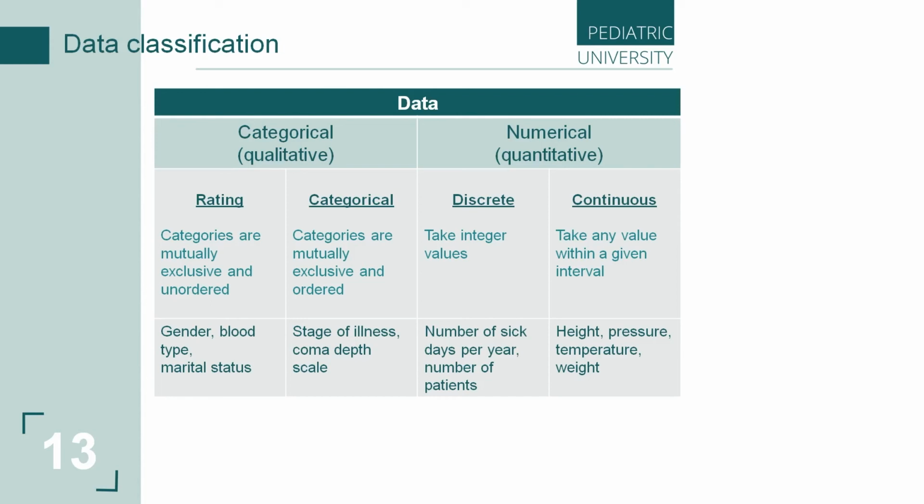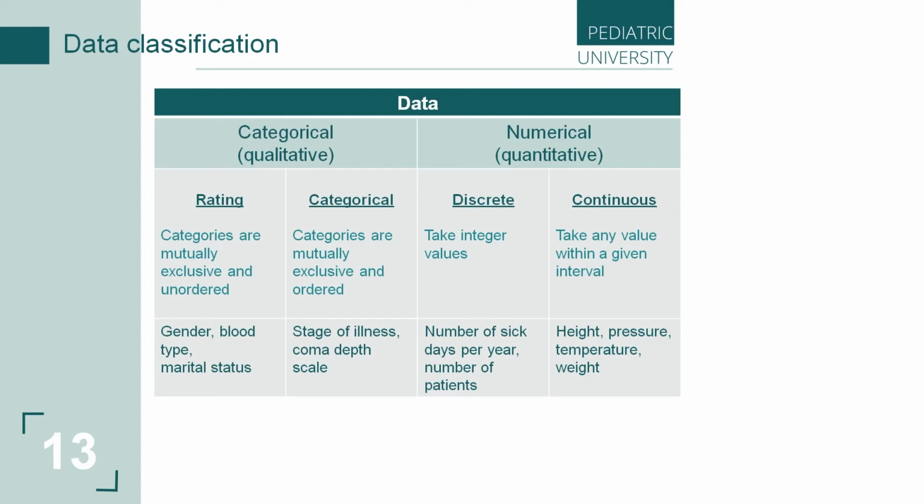More importantly, statistics as a branch of mathematics works with numbers. So it's very important to code categorical data, that is, to put them into a digital format. For example, gender may be 0 and 1. Maybe 0 is male, 1 is female.